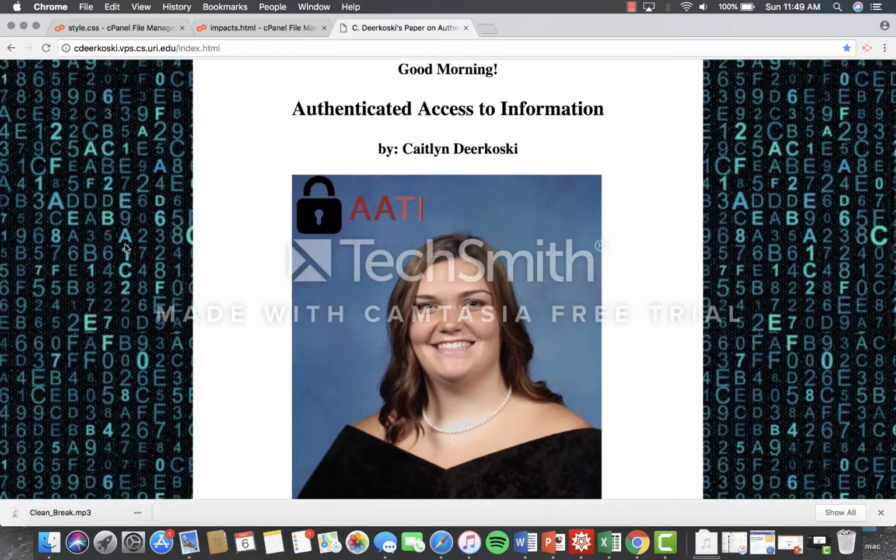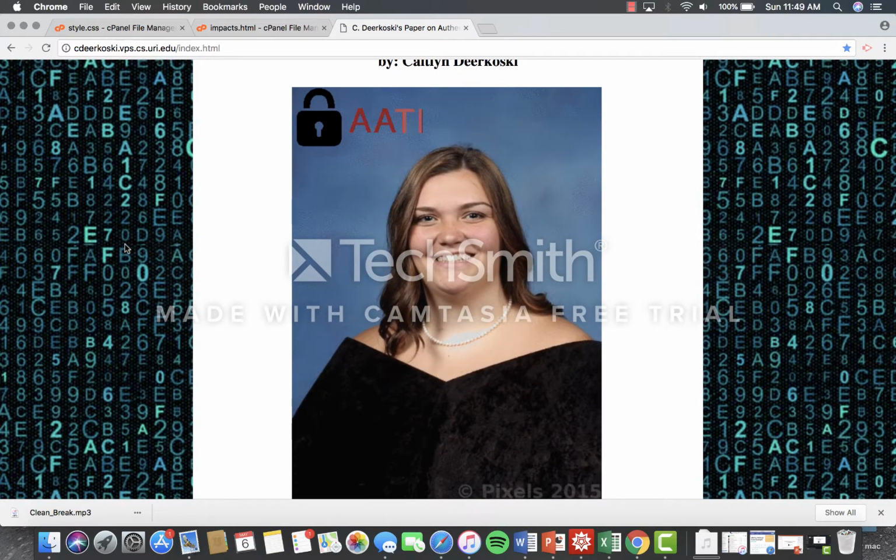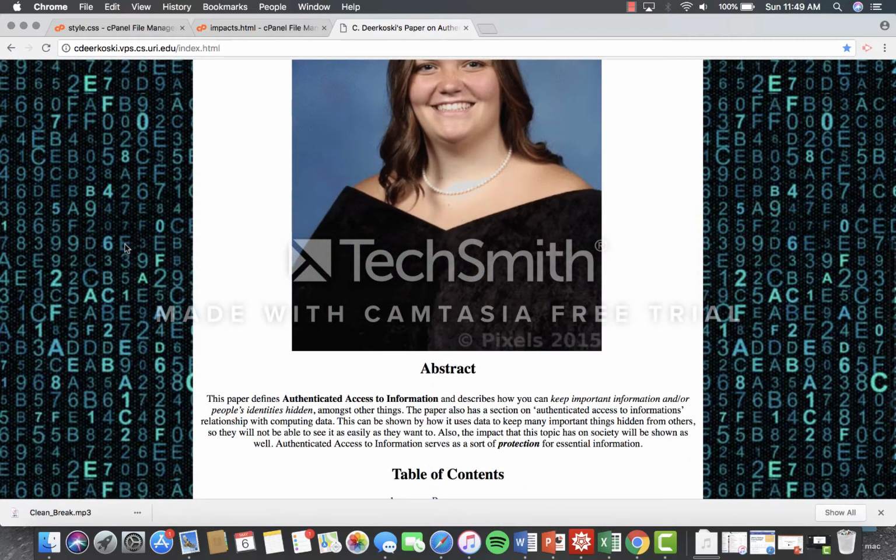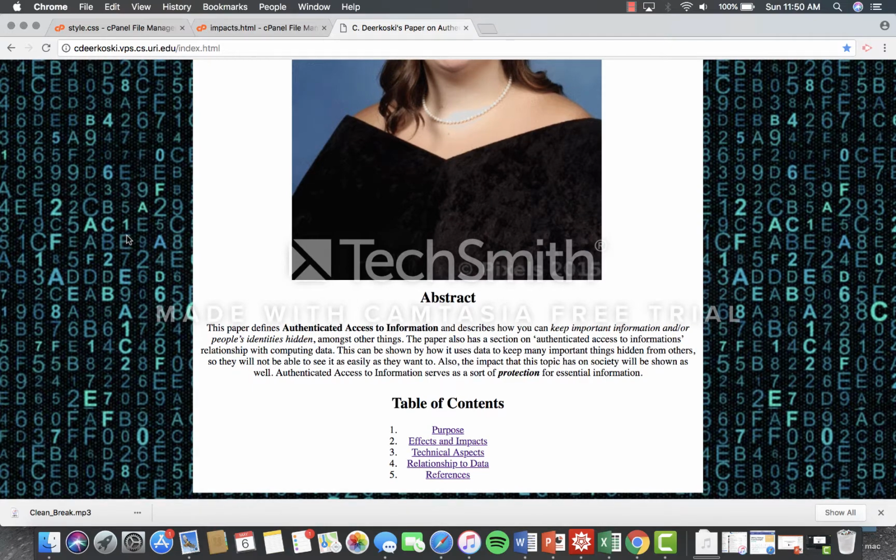This innovation shows how you can keep information hidden online and verify if a website or person is in fact what it says they are. I will be describing the purpose of my innovation, how people interact with it, its beneficial and harmful effects, its impacts on society, and other fields that authenticated access to information has impacted the world.